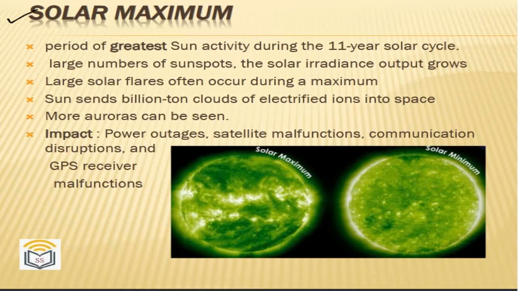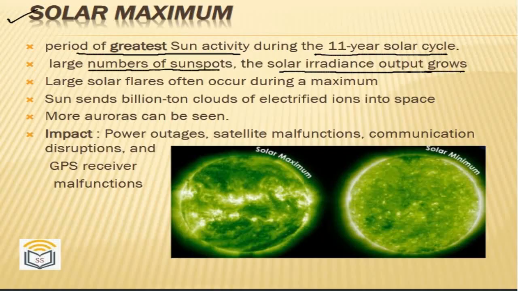So solar maximum is nothing but the period of greatest Sun's activity during the 11-year solar cycle. In this time, there will be a large number of sunspots. Solar irradiation output grows sharply. So that means the Sun is angriest at this moment. As you can see in this picture, this is the maximum. There are more sunspots, more solar flares, more coronal discharges.